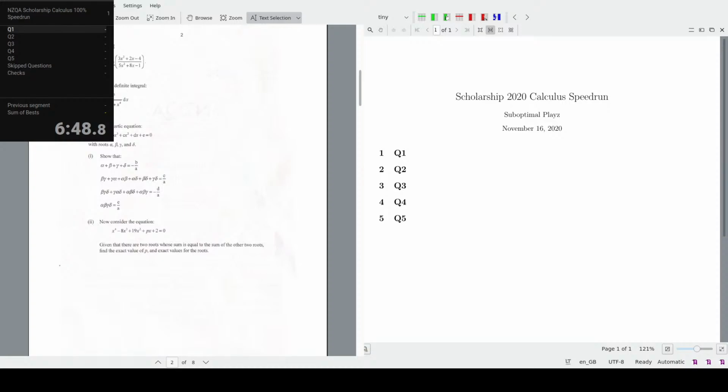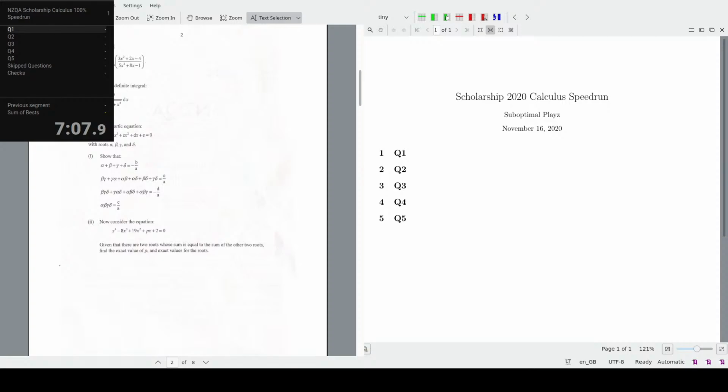Alpha beta gamma plus alpha beta delta plus alpha gamma delta plus beta gamma delta is equal to negative d on a, and a times alpha beta gamma delta is equal to e, which implies that alpha beta gamma delta is equal to e on a.